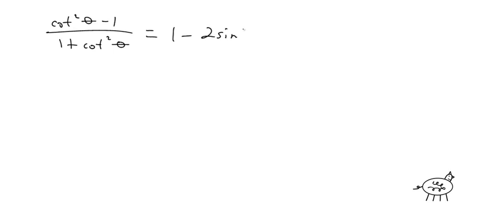Let's see. How about cotangent squared of theta minus 1 over 1 plus cotangent squared of theta equals 1 minus 2 sine squared of theta. Well, definitely the left side looks a lot more complicated because it's a fraction, right? Okay, so let's choose that guy.